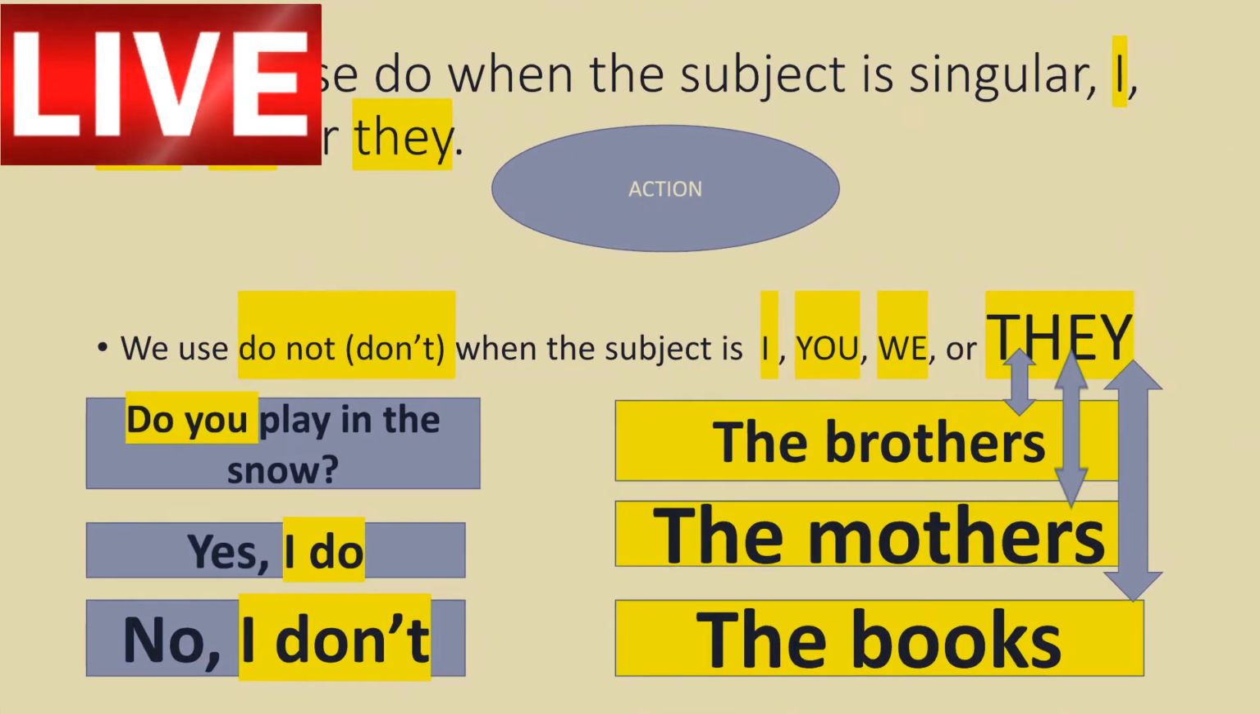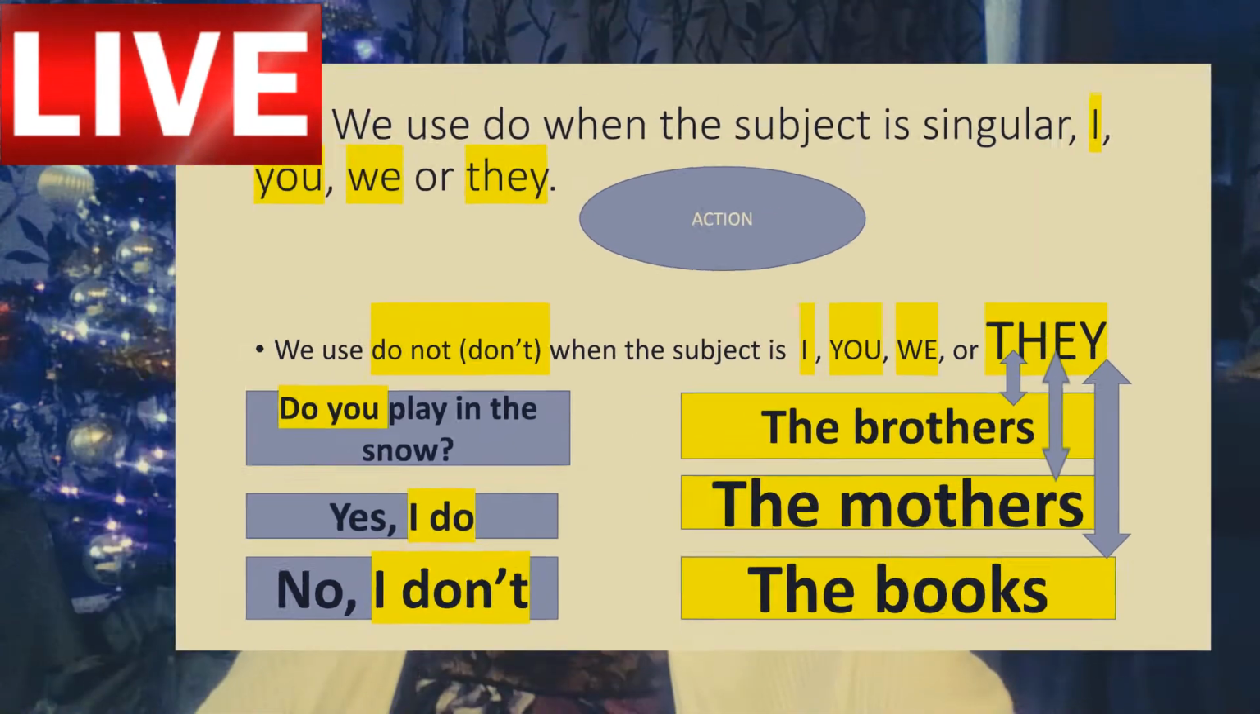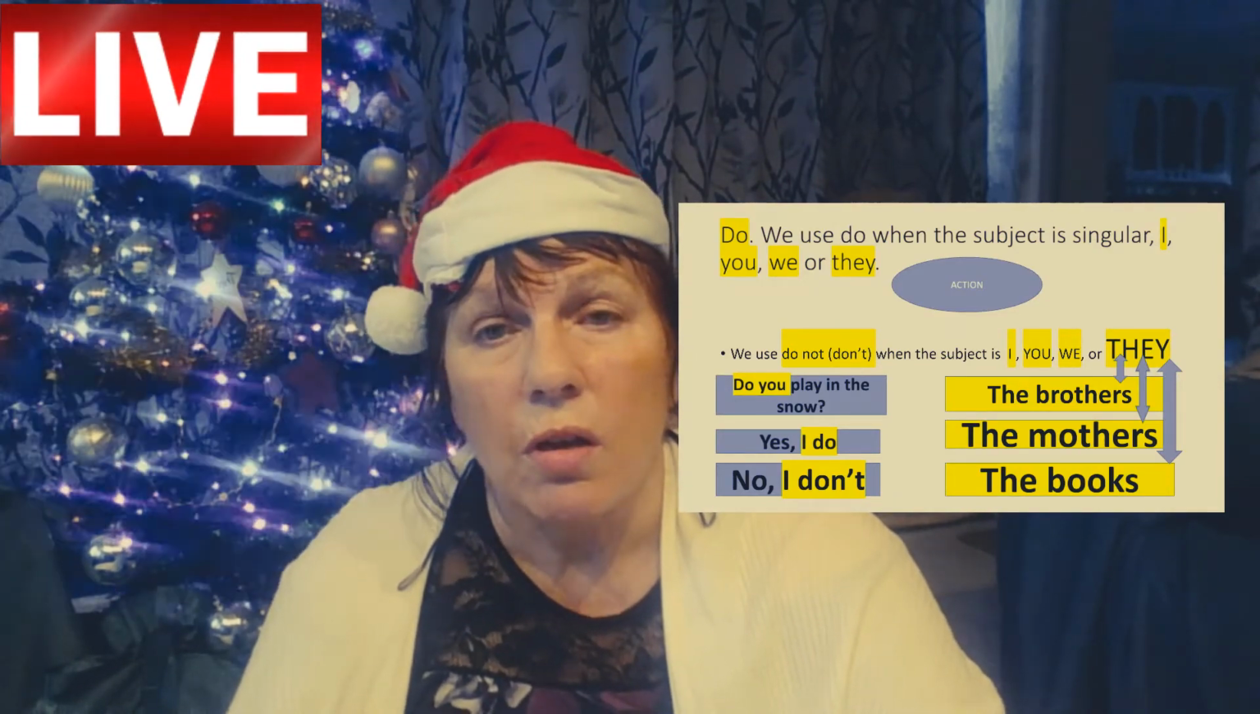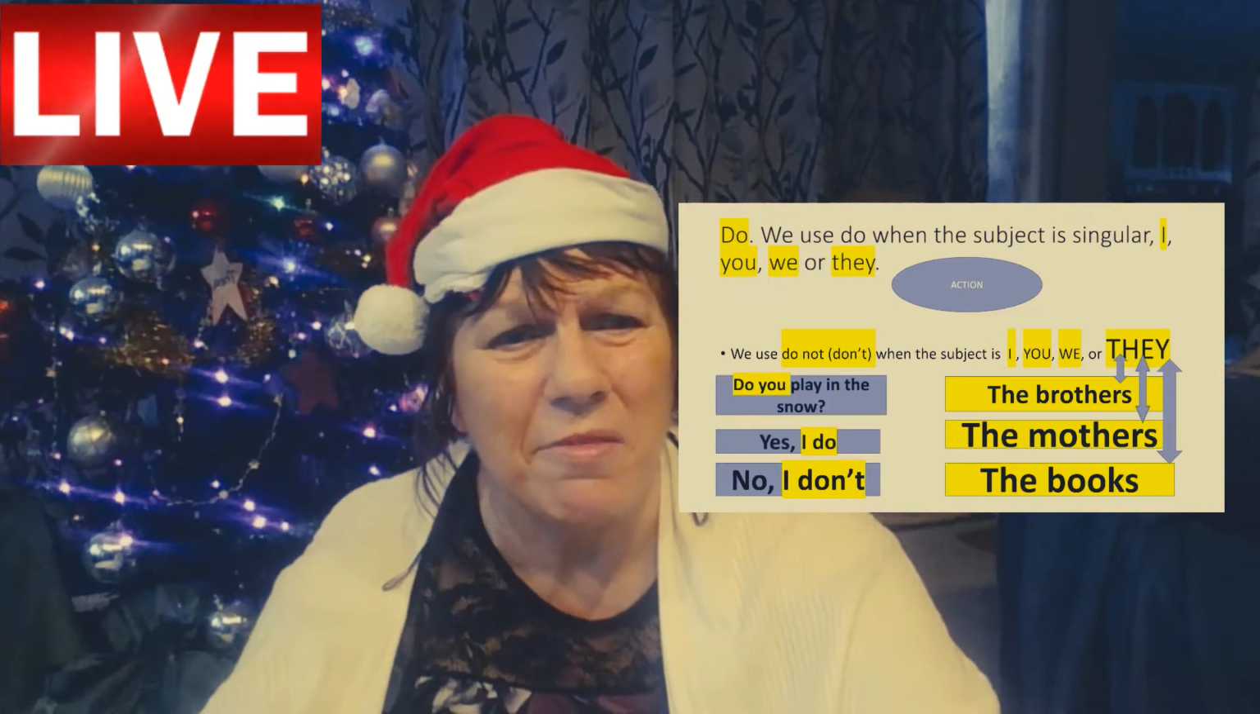Remember, do? We use do when you've got your singular subject or you're saying I, you, we, or they, and do is the action. So do not, don't is the opposite, no action. I, you, we, or they, same subjects. So they might be brothers, mothers, books, or something else. For the question, do you play in the snow? Yes, I do. No, I don't. And in English, we tend to say the contraction don't rather than do not. I don't.